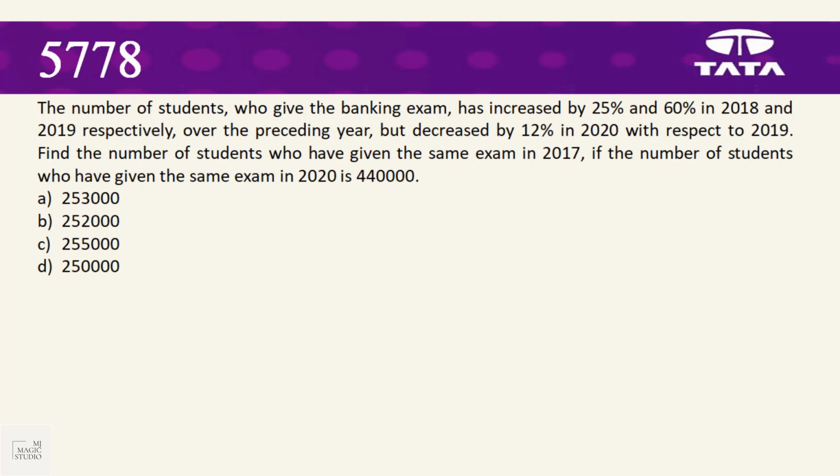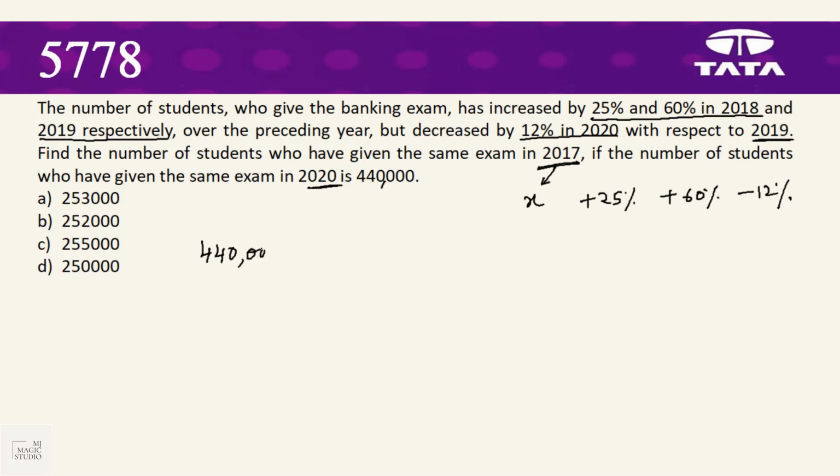The number of students who gave the banking exam has increased by 25% and 60% in 2018 and 2019 respectively over the preceding year. That means growth over year, compounding growth, but decreased by 12% in 2020 with respect to 2019. So it was plus 25% and then plus 60% and then minus 12%. That is the continuous growth rate. Find the number of students who gave the exam in 2017. Let it be X. If the number of students who gave the same exam in 2020 is 4,40,000.